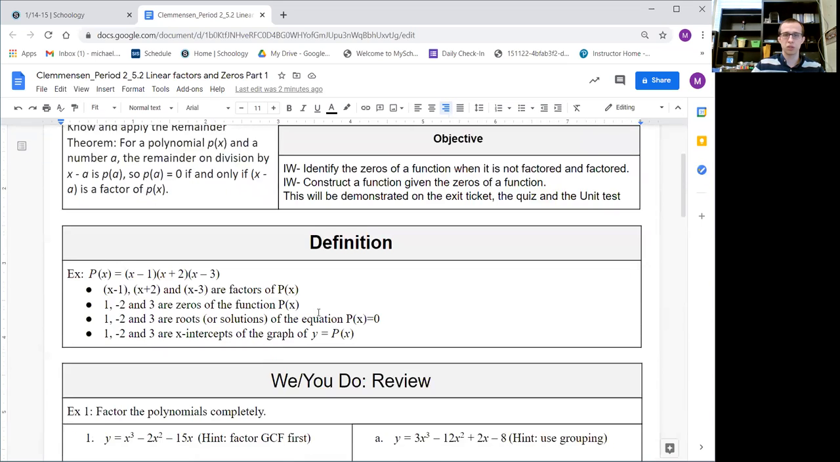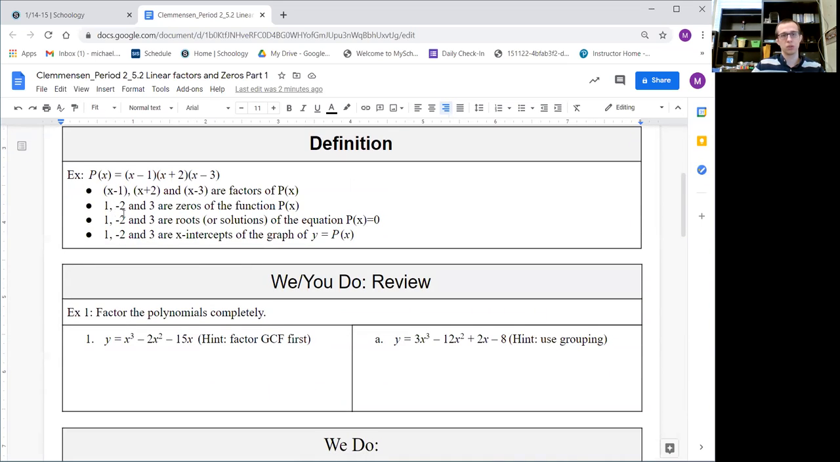Let's start with our definition. This is just an example problem right here. There are a couple of terms we're going to go over right now: factors, zeros, roots, and x-intercepts. Those are the 4 main words we're going to be going over. The factors are pretty much just the parentheses parts. Whenever I have something in factored form, it is broken up into all the different parentheses.